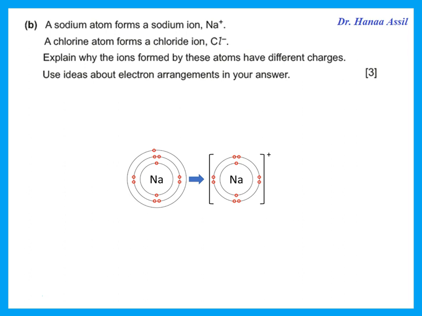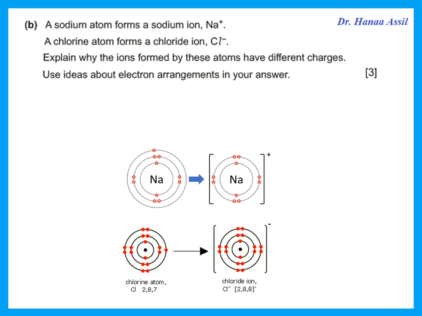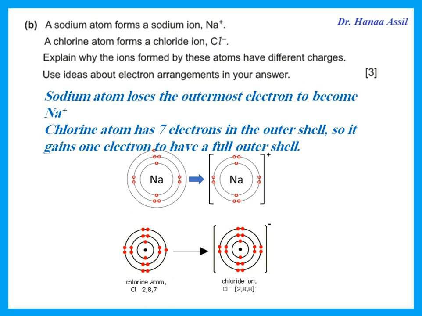And that means the number of protons will be more than the number of electrons, so it has an extra positive charge. But chlorine has 7 electrons in its outermost shell. It needs 1 in order to have a full outer shell. So it gains 1 electron. That means it has an extra negative charge. So the sodium atom loses the outermost electron, so becomes Na+. The chlorine atom has 7 electrons in its outer shell. It gains 1 more to have a full outer shell.